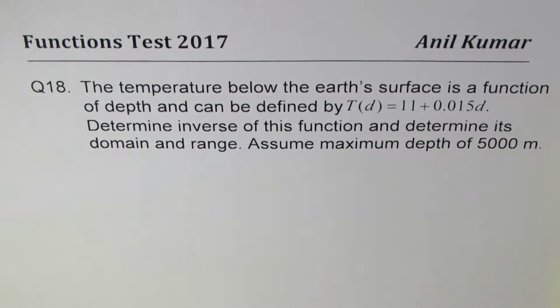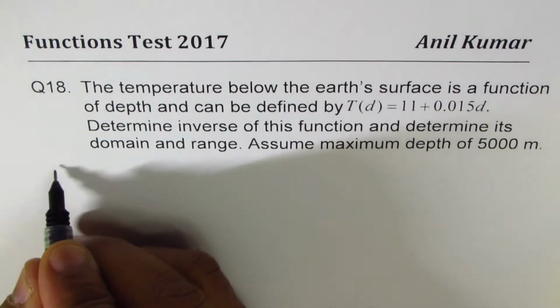Question number 18. The temperature below the Earth's surface is a function of depth and can be defined by temperature as a function of distance d equals 11 plus 0.015d. Determine the inverse of this function and determine its domain and range. Assume a maximum depth of 5,000 meters.